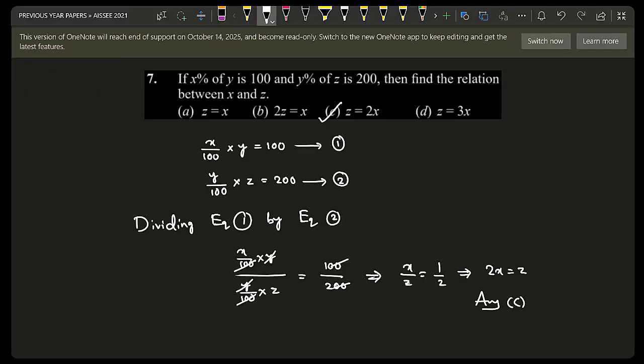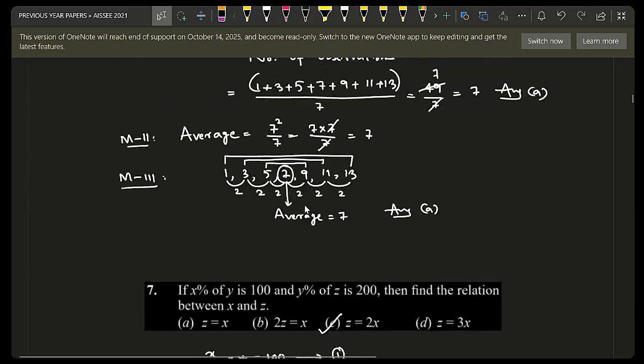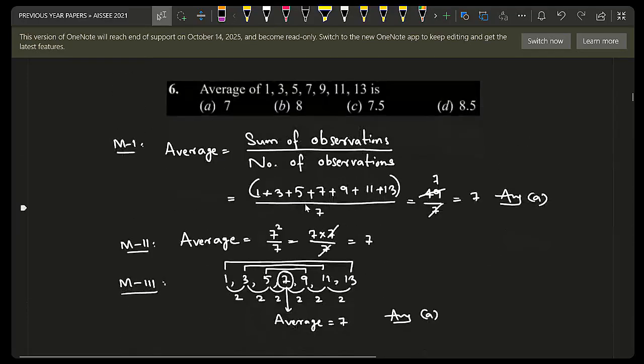Sixth question. See the average formula. Do you remember the average formula? Vedasri, what is the average formula? Sum of observations by number of observations. Sum of observations means we need to add all the given observations, divided by how many observations there are, that much number you should write.